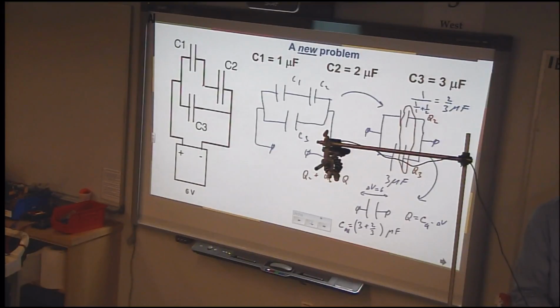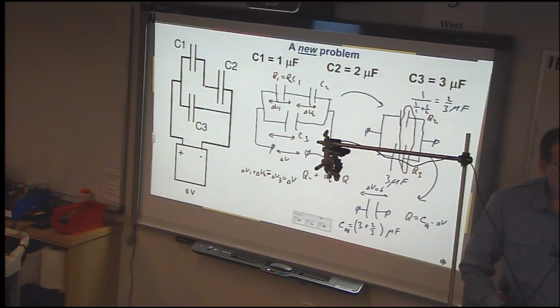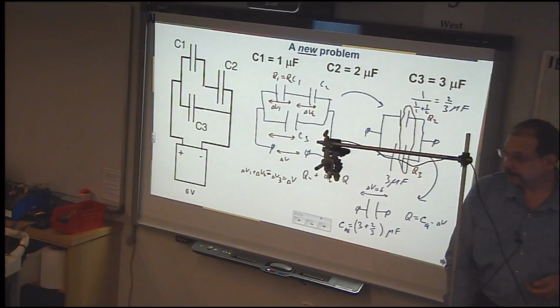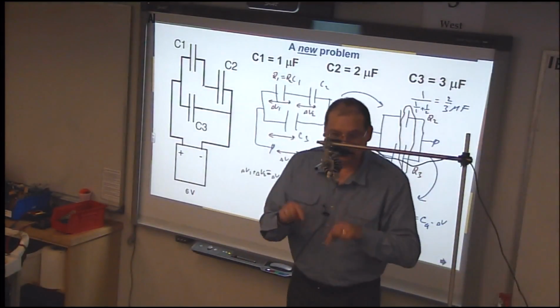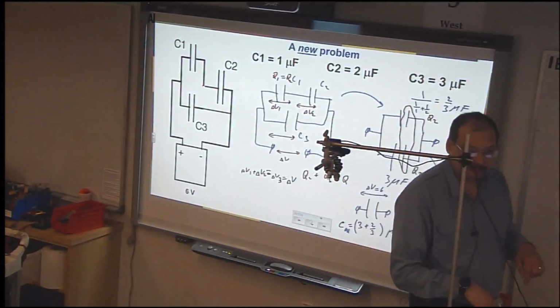But if we look at this picture, Q1 should be equal to Q2, and delta V1 and delta V2 together should be equal to delta V3, which is the same as total. You see how many expressions we can write? And the rest is just plugging numbers in and calculating, step by step, step by step, step by step.